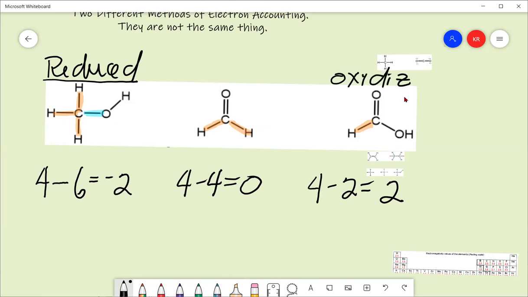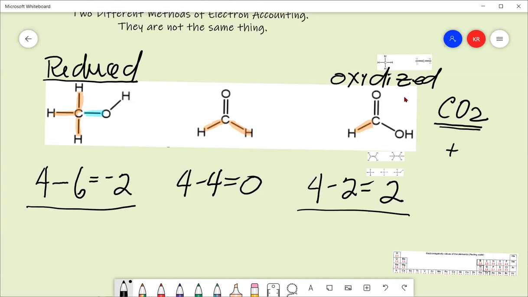I always like to remember Leo the lion says grr. Leo: lose electrons, oxidized, and grr, G-E-R: gain electrons, reduced. So the smaller the number, the more reduced; the larger the number, the more oxidized. Our formic acid has an oxidation state of 2, which is reduced compared to the CO2, because the oxidation state for carbon in CO2 was plus 4.